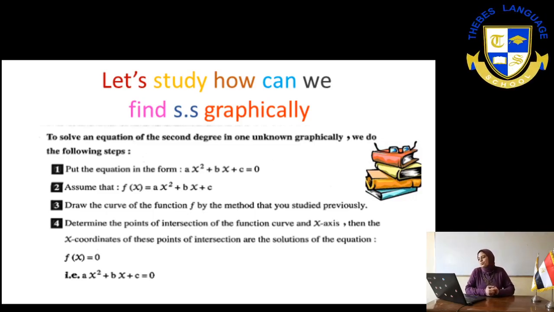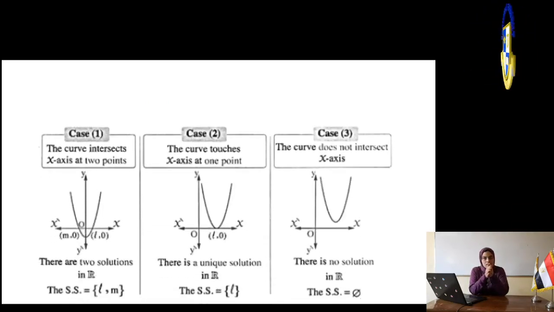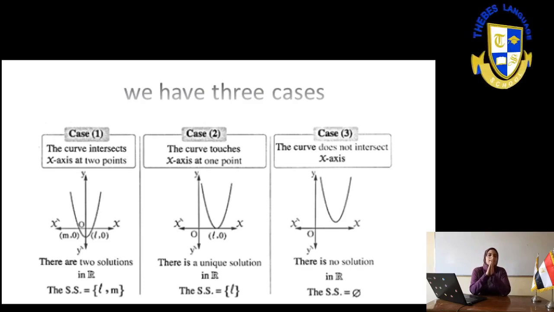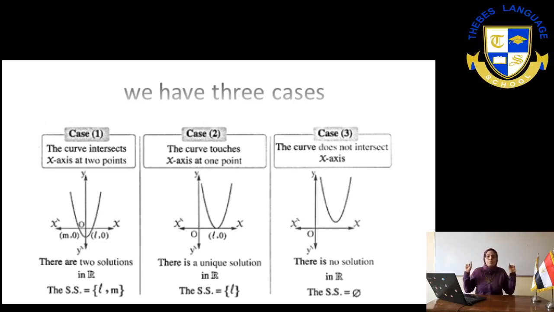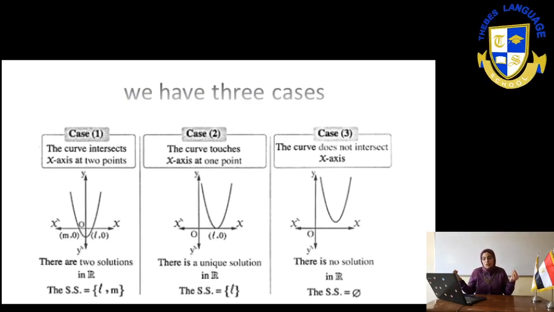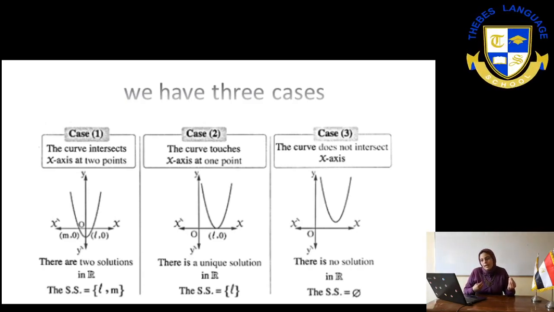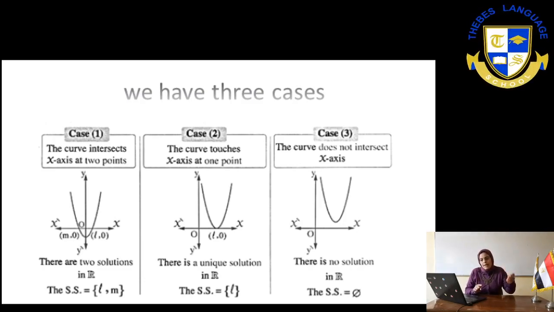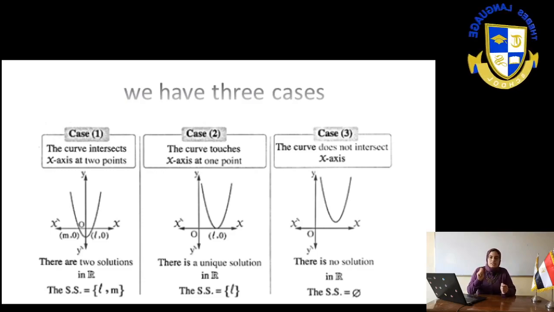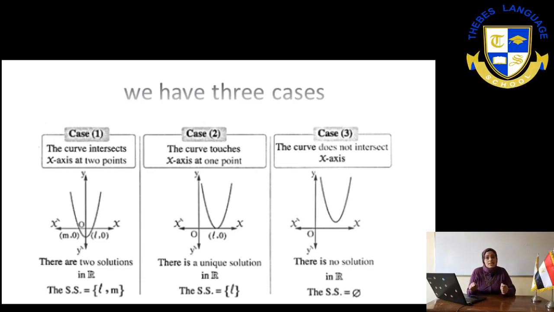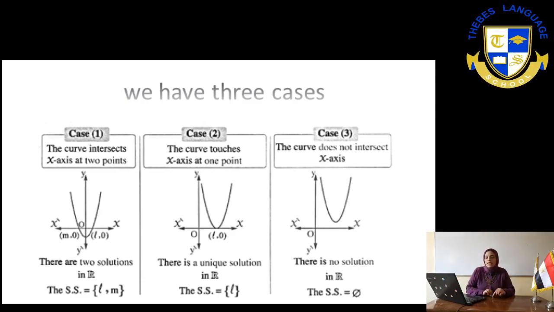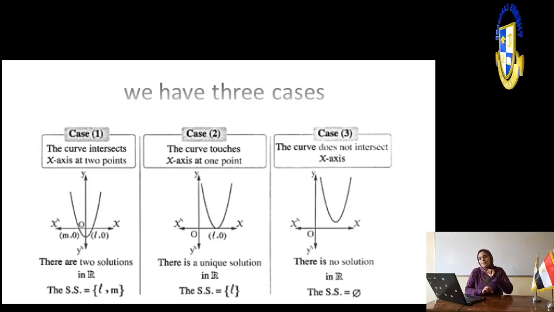Let's move to slide number 4 to show the 3 cases of the solution graphically. First case, the curve intersects the x-axis at 2 points. As we see, the intersection points here are M and 0, and L and 0. Because any point that lies on the x-axis has y-coordinate 0.